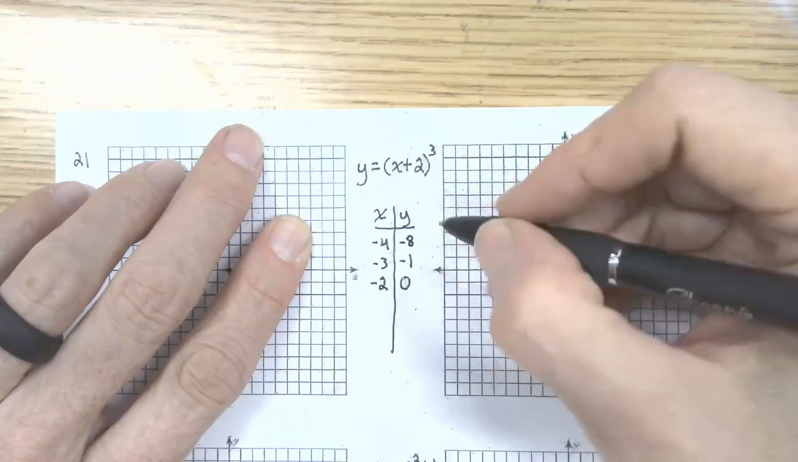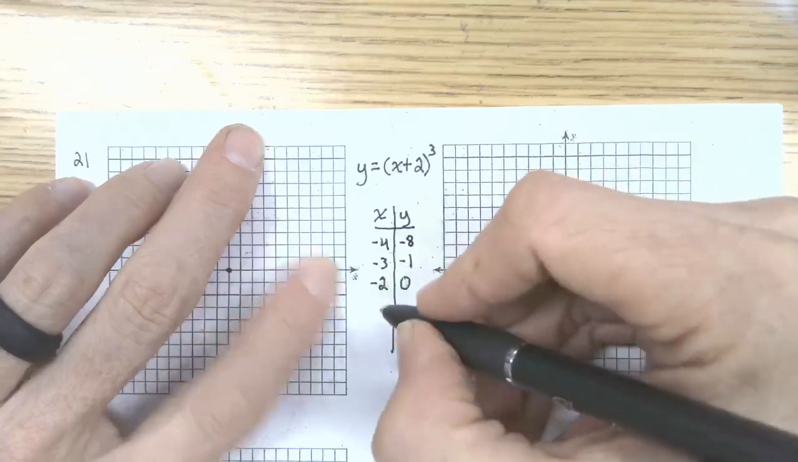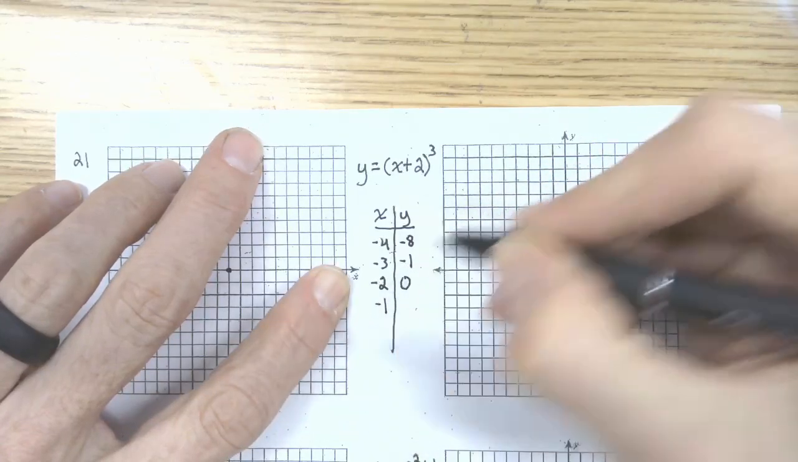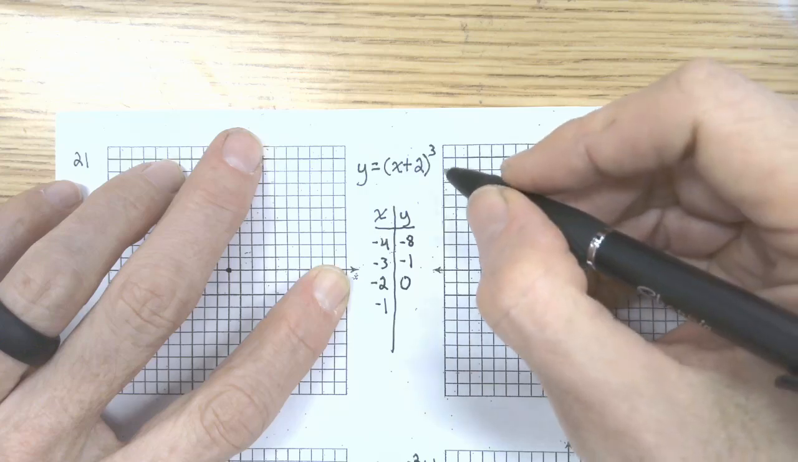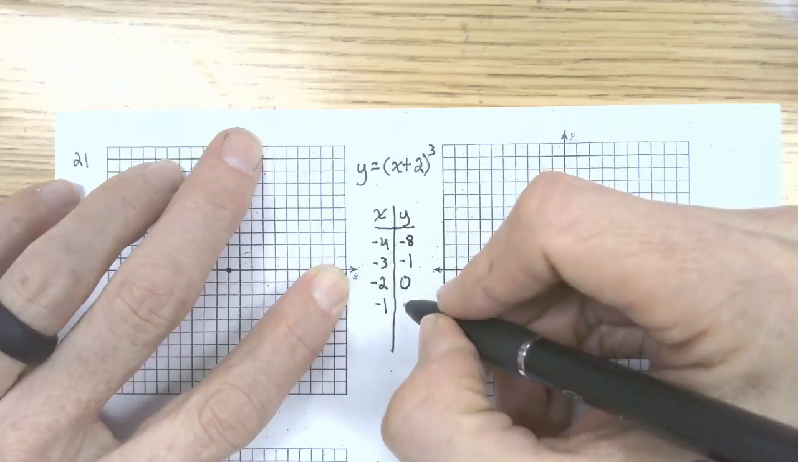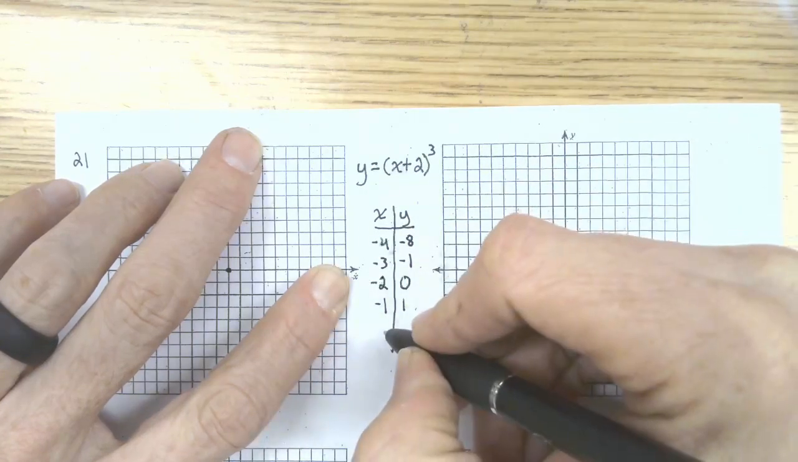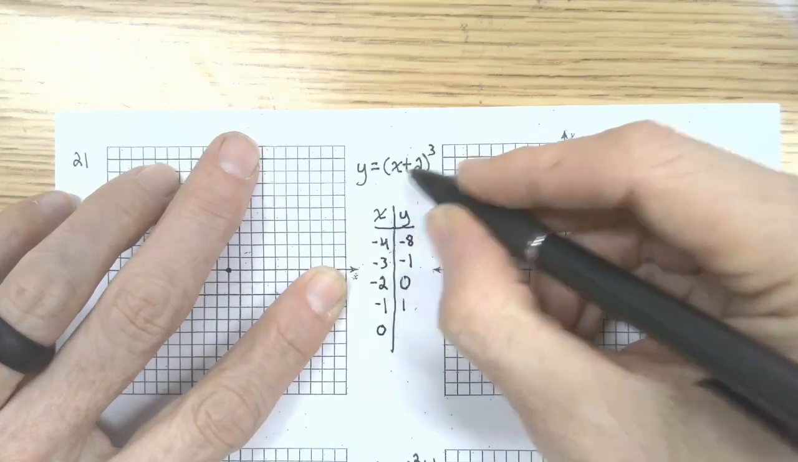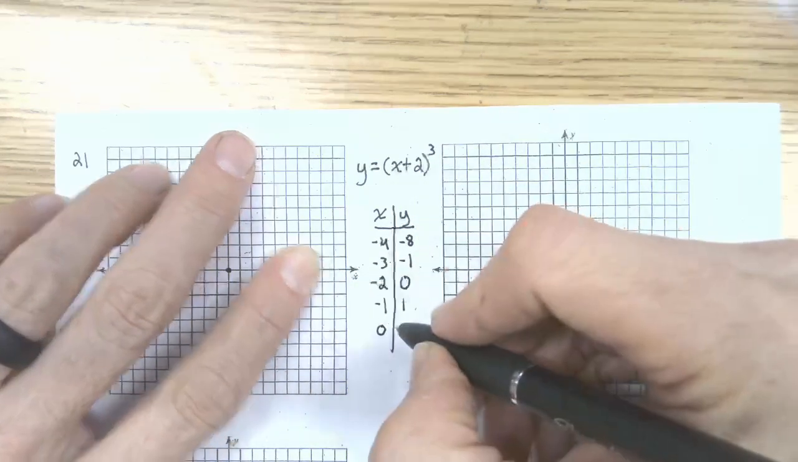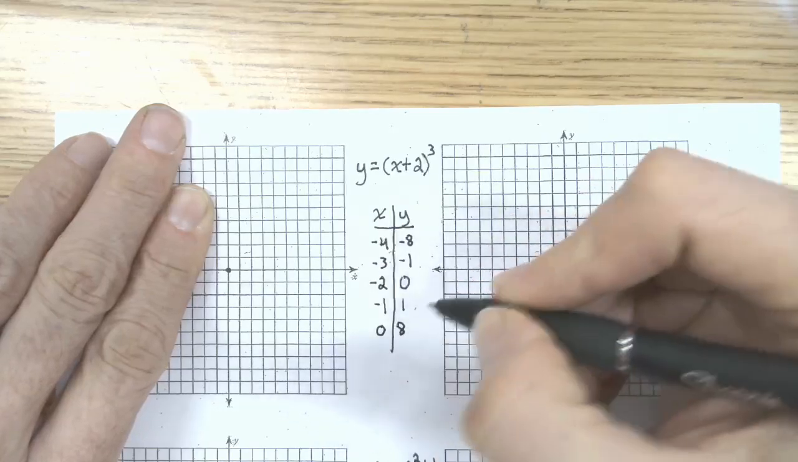Alright, so let's do some more in the other direction, going up. So negative 1 plus 2 is positive 1. Positive 1 cubed is positive 1. And we'll do one more. We'll do 0. And 0 plus 2 is 2. 2 to the third power is 8.